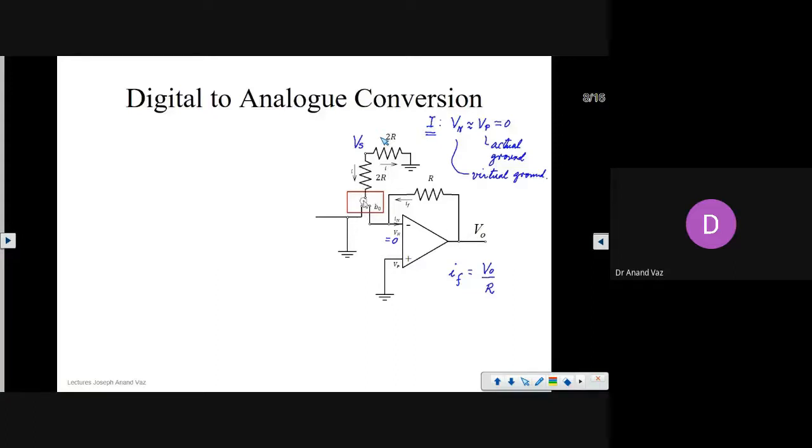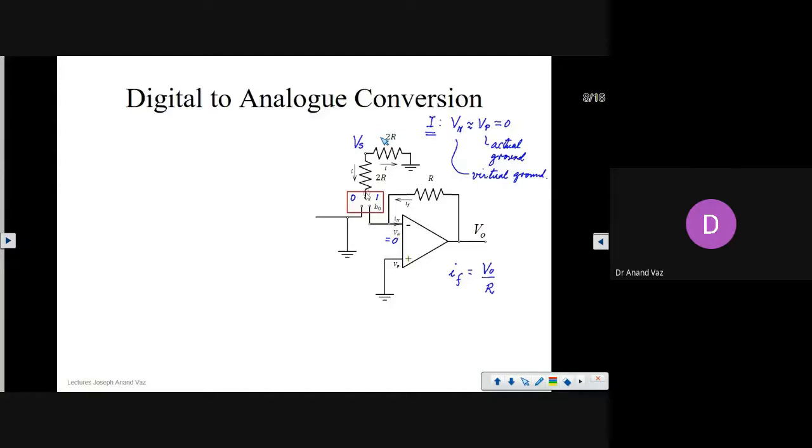If this switch points to the left side, it gets directly grounded and this side remains open. It's not connected. So in that case, the switch over here is off, let us say. Over here it represents a 1 and over here it represents a 0. When it is in this position, it represents 0 because it gets directly connected to the ground. Here it represents a 1. So when it is switched on the right hand side, it will be directly connected to the virtual ground.